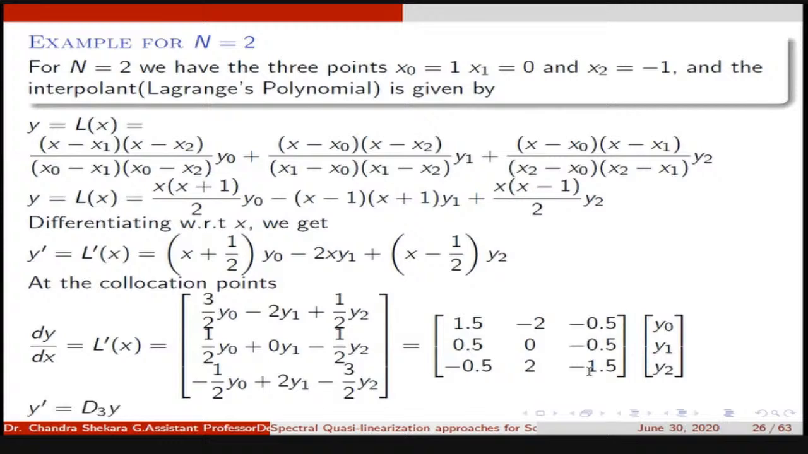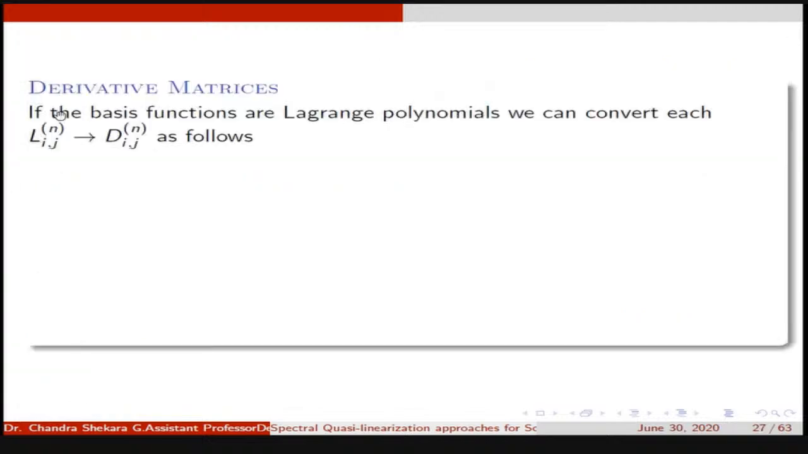Hence y dash in terms of the collocation points is given by D3 times y. The number of collocation points is 2, so 2 subintervals. Therefore, we got a 3 by 3 matrix, or 3 by 3 Chebyshev matrix or spectral differentiation matrix. This we can use directly while solving examples. Wherever the first derivative is there, you can replace it by capital D. The second derivative you can replace by capital D square, and so on. That means this mapping, the basis function, works only for Lagrange's polynomials.